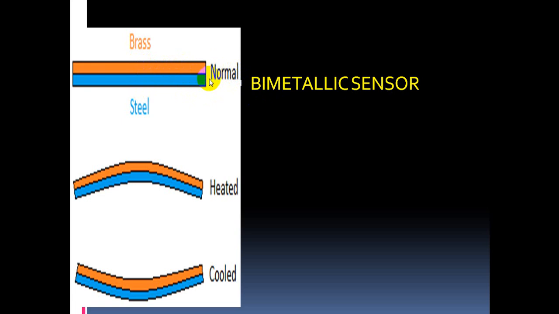Under normal temperature, that means at room temperature, the bimetallic strip is straight or flat. When it is heated, the bimetallic strip bends. So here we get a convex shape when it is heated. That means the material which possesses high coefficient of expansion bends towards the low coefficient of expansion side. When it is cold, we get this concave shape. So using this bimetallic strip, we can measure the temperature, or we can sense the temperature variation in any instrument.